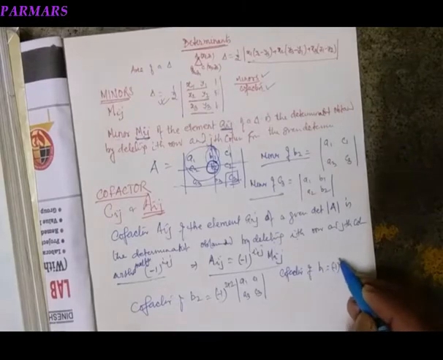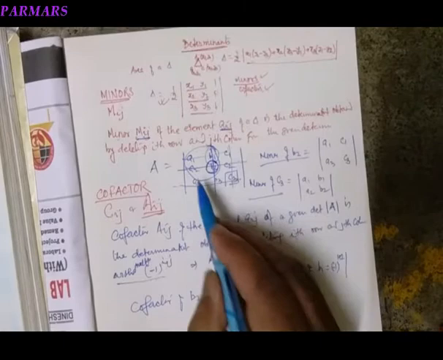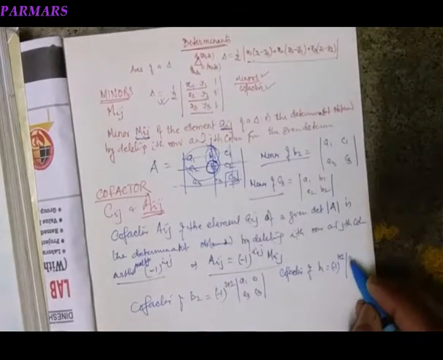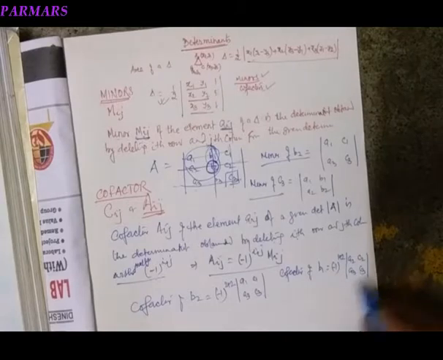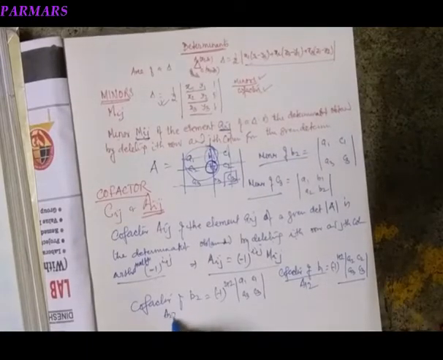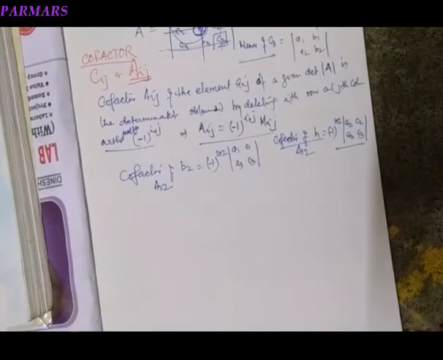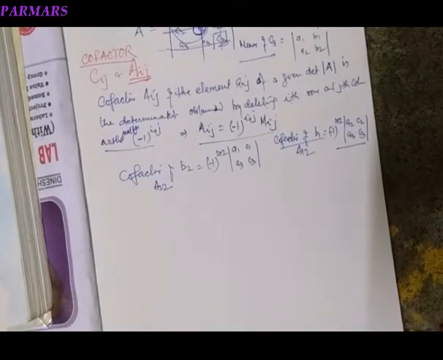This place is a12. So (-1) to the power 1 plus 2, delete row 1 and column 2, a2, c2, a3, c3. This way you will get cofactors. This is A12, this is A22. Okay? So this is what minors and cofactors are.